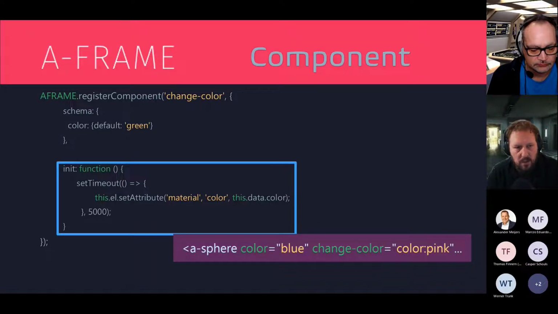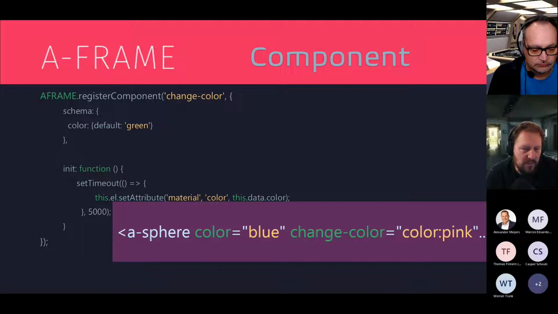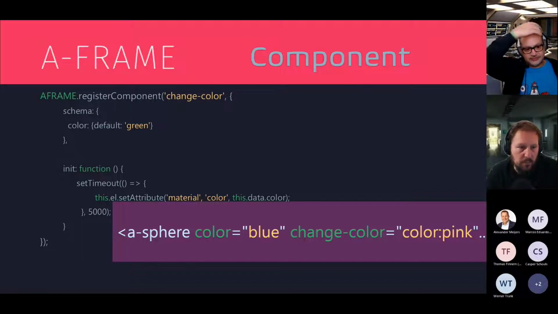And then there are a couple of lifecycle functions. For example, init, and in this case, I'm using a standard JavaScript timeout that after 5 seconds changes the color from whatever it is to the color I specified. And if you look at this little example, it creates a sphere that was blue, and after those 5 seconds, it changes it to pink. So this is basically the syntax of how you would create a component and then use it in the game you're building or app.